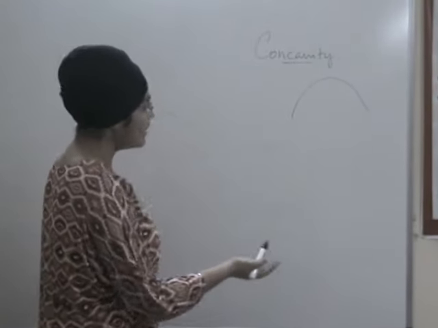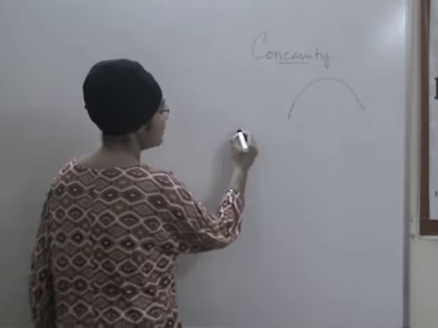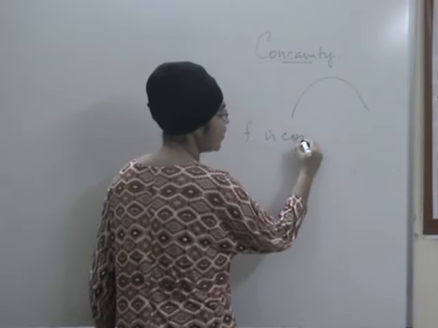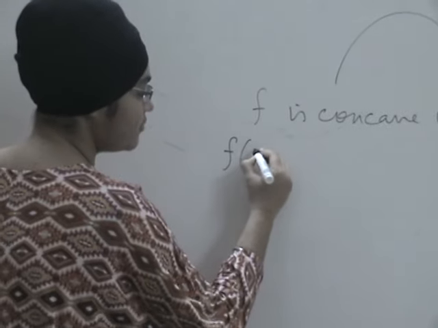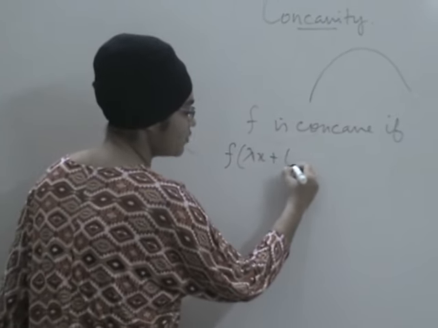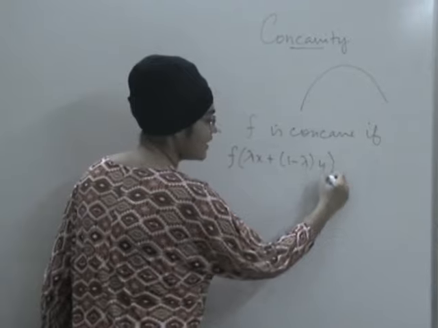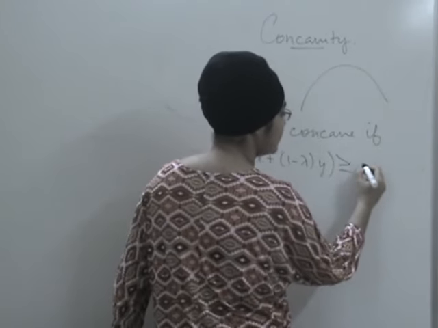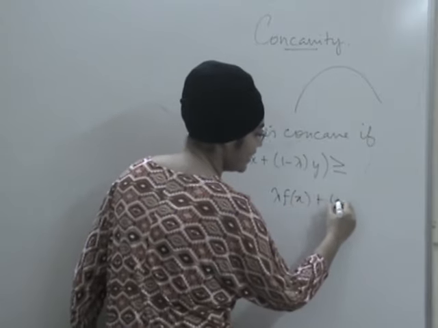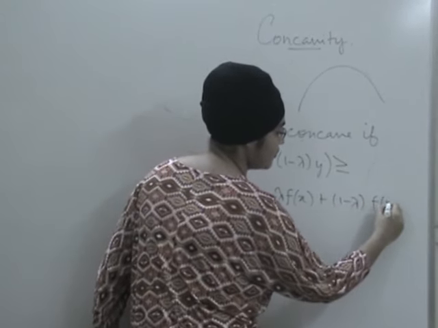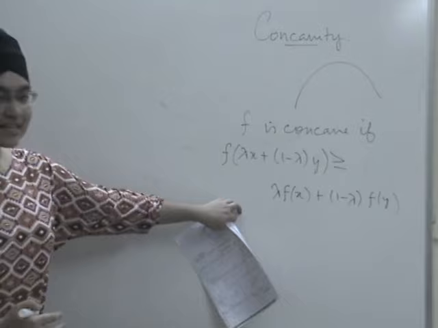But mathematically, how do we define it? Well, we say a function f is concave if f of lambda x plus 1 minus lambda y is greater than or equal to lambda f of x plus 1 minus lambda f of y. Now, what does this mean?